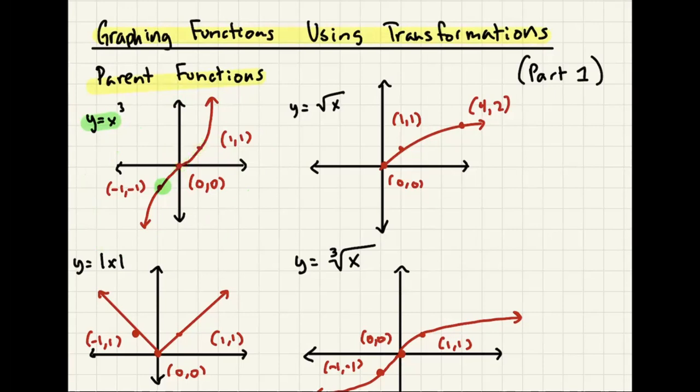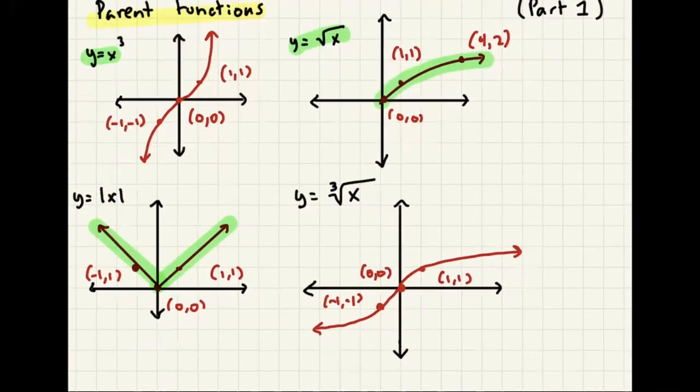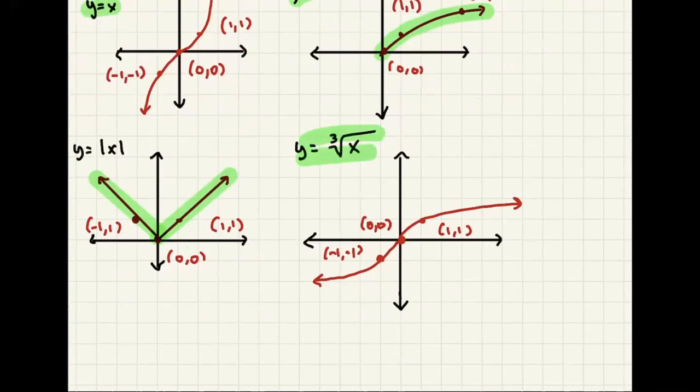Remember that this one looks a little bit special. You gotta curve it this way and then curve it that way. Okay, that's important. Then we have y equals square root of x, and that one goes like this. It starts at 0 and goes to the right. There is no negative side. Then we have y equals absolute value of x. That one has -1, 1, 0, 0, 1, 1, and it looks like a V. It's symmetrical. And then last but not least, the cube root. That one has 0, 0, 1, 1, -1, -1, and it looks almost like an S, but it's a little bit different.